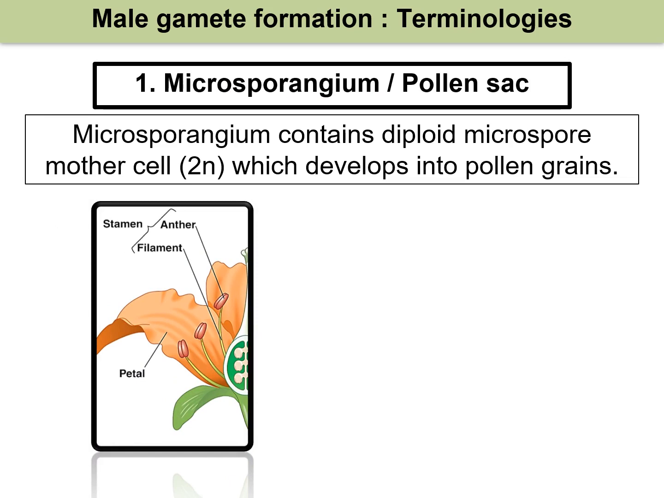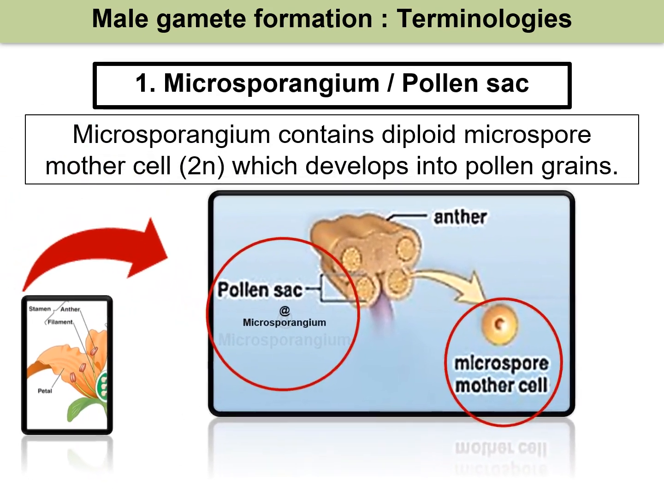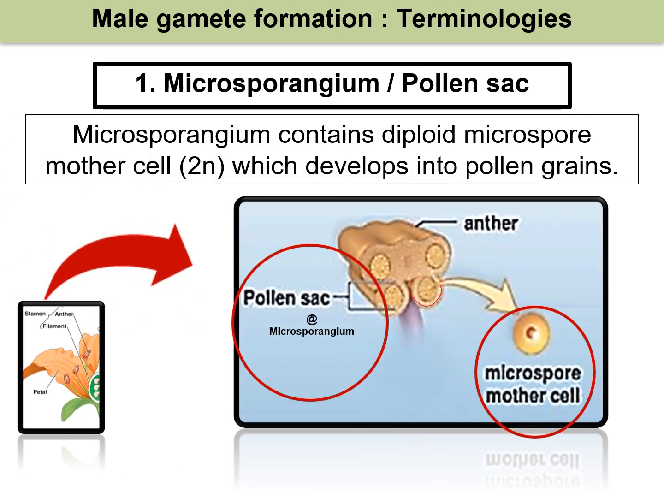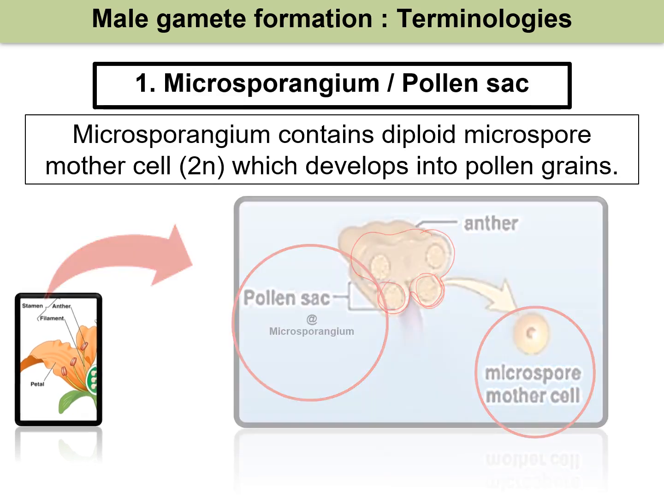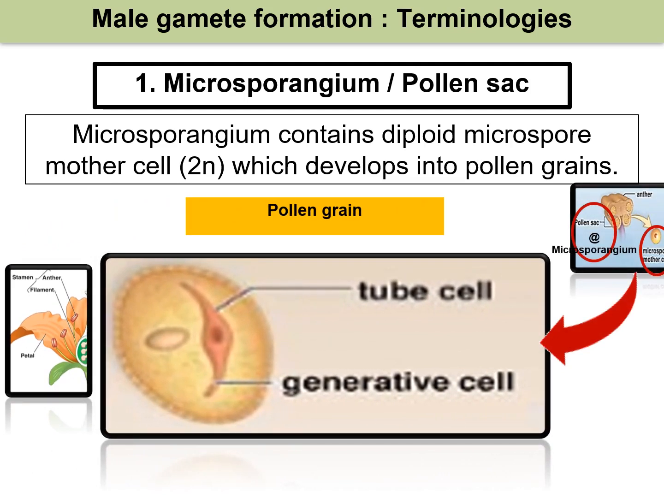So this flower has this part, the anther. If we cut the anther, we will find the microsporangium. So this is the microsporangium. This whole structure is called anther, and inside the microsporangium is the microspore mother cell. So this is the pollen sac, which is also known as microsporangium. The pollen sac will develop into pollen grains. Okay, the microsporangium.